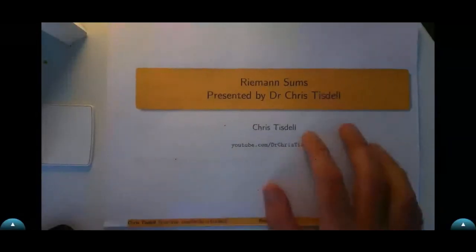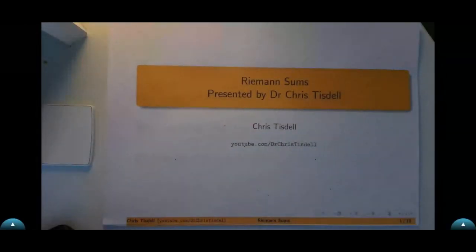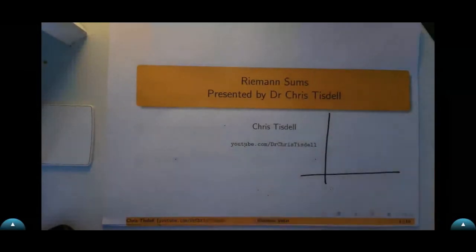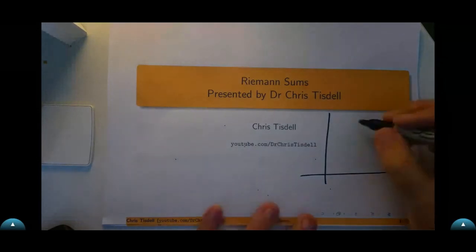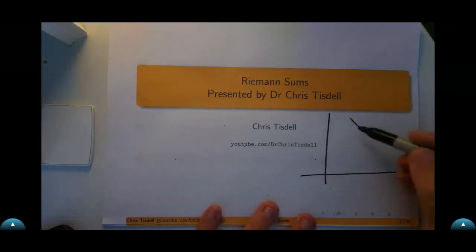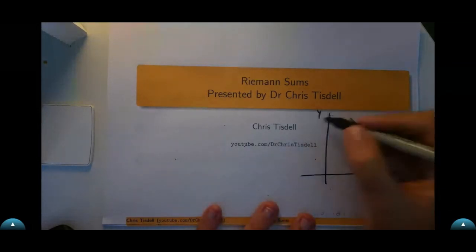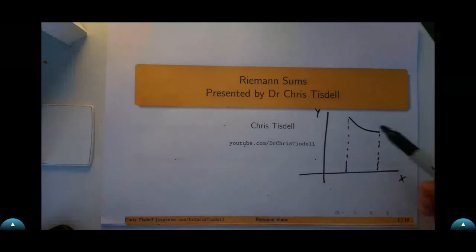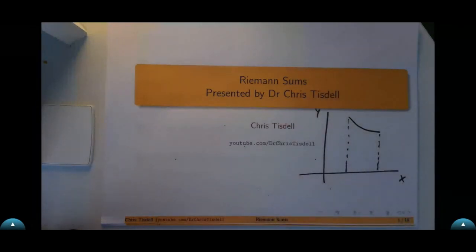Okay, so Riemann sums. Riemann sums are super easy to sort of represent through a picture. Okay, so suppose I have a function like this, right? This is the graph of the function. And I want to compute the area under this curve, let's say.